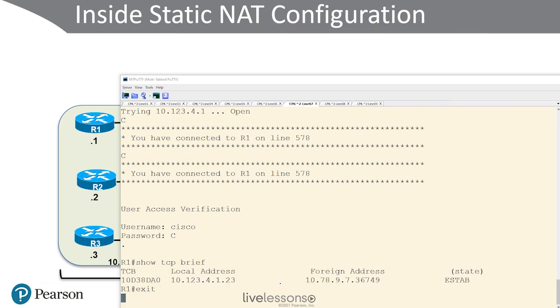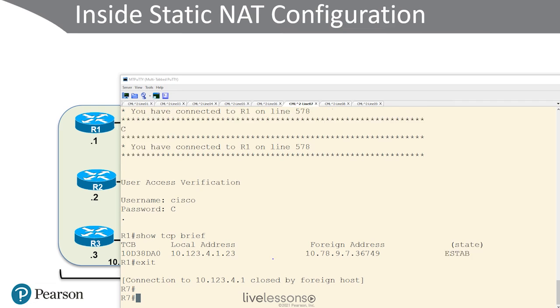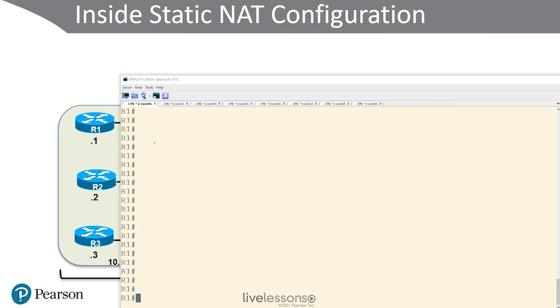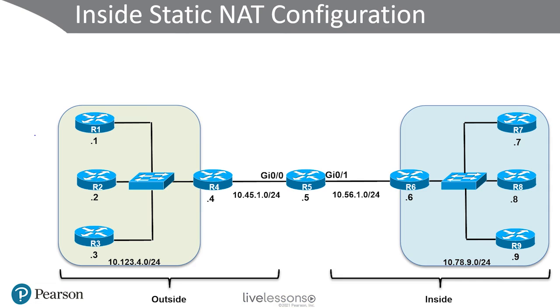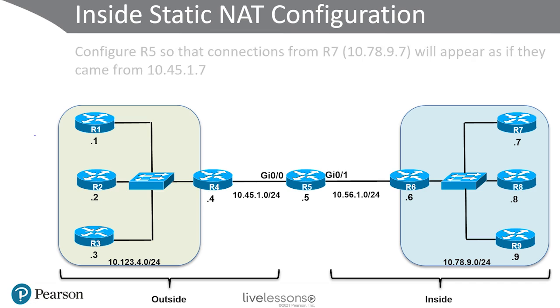We will go ahead and exit out of that session. And I will go ahead and clear that session as well on R1. So now that we've logged in, and I've demonstrated how we can use the command show tcp brief to see the source and destination IP addresses, let's configure R5 so that the connections from R7, which comes from the IP address of 10.78.9.7, will appear as if they came from 10.45.1.7.